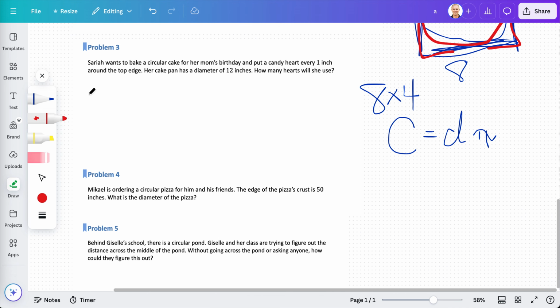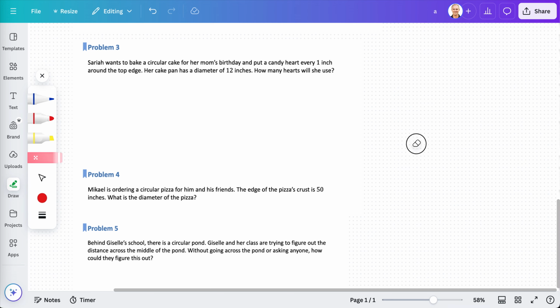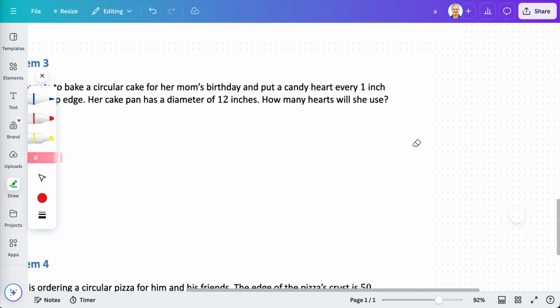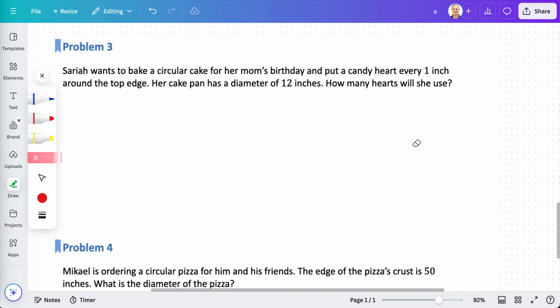Okay. Problem 3. Saria wants to bake a circular cake for her mom's birthday and put a candy heart every 1 inch around the top edge. Her pan has a diameter of 12 inches. So how many hearts will she use?